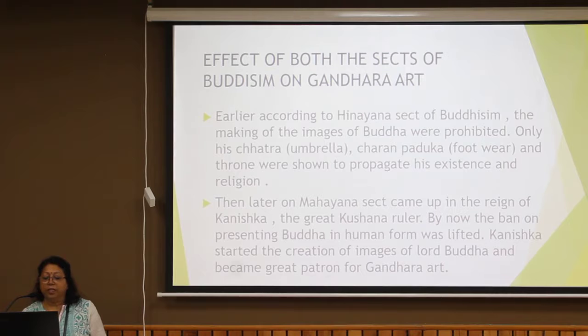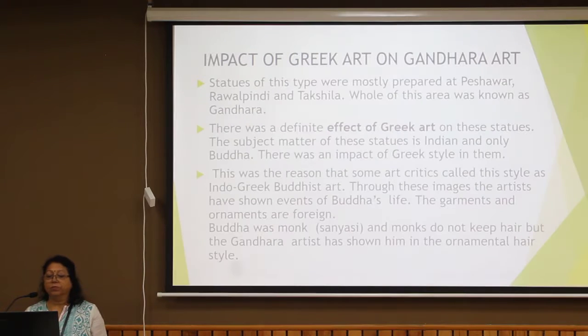Then later on, the Mahayana sect came up in the reign of Kanishka, the great Kushana ruler, and he was a follower of the Mahayana sect. By now, the ban on presenting Buddha in human form was lifted. Kanishka started the creation of images of Lord Buddha and became a great patron for Gandhara art.